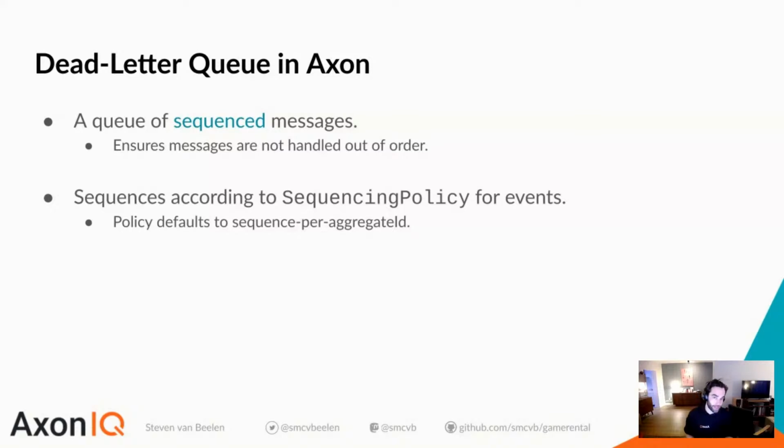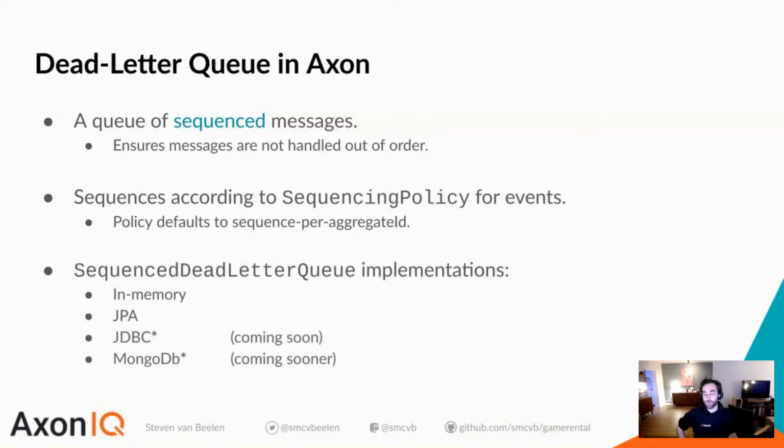By default, specifically from the event handling perspective, the sequencing is decided on by the sequencing policy, which is what the processing group already does. By default, this is sequence per aggregate identifier. You can, however, adjust this if you will. You can change the sequencing policy, essentially adjusting how your event handling is parallelized. But by default, you will be doing sequence per aggregate.